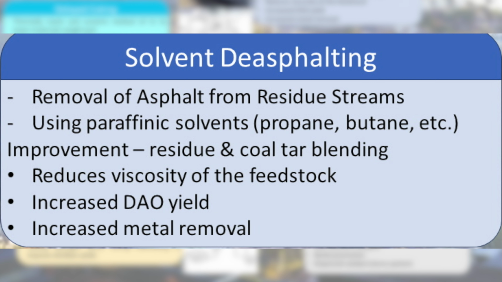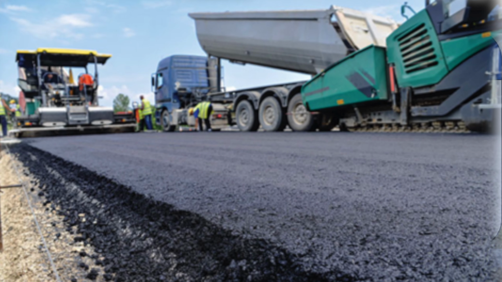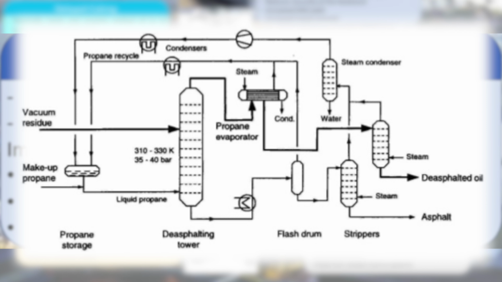Asphalt, or bitumen, is a sticky, black, and highly viscous fluid and is normally used in the construction of roads. In this process, a paraffinic solvent, primarily propane or butane, is injected into the deasphalting tower along with the feedstock, which is vacuum residue. The asphalt-rich paraffin flows out from the bottom and the DAO-rich paraffin flows out from the top. The process occurs at elevated pressures to maintain the solvent in the liquid phase.